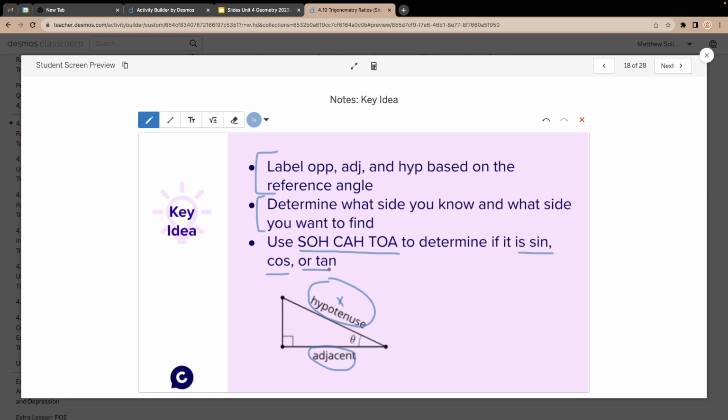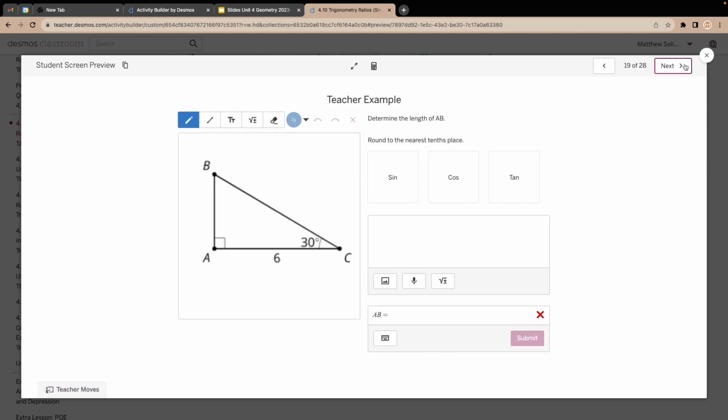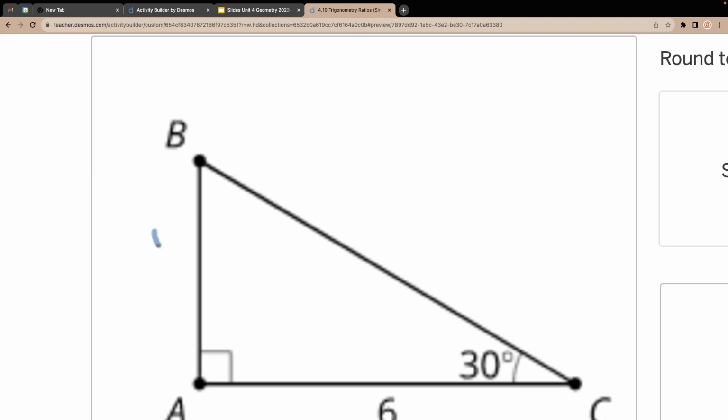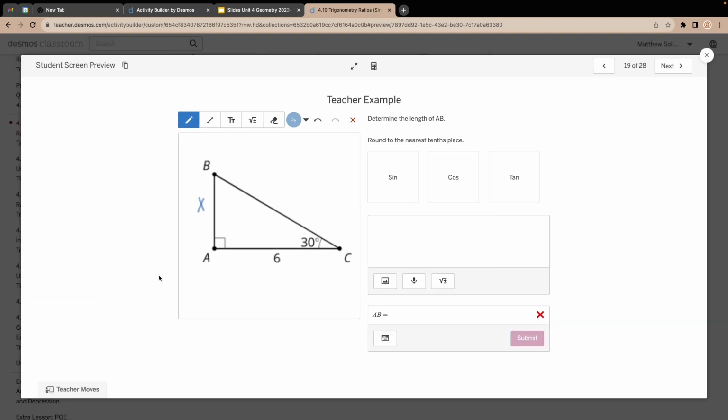This is what we're going to do. I'm going to model this on the next problem. Let's say we wanted to find the length of AB. That is the side I'm trying to find. I know my reference angle is 30 degrees in this right triangle. I'm going to label my sides: opposite, adjacent, hypotenuse. Across from the reference angle is the opposite. So I want to find the opposite side.